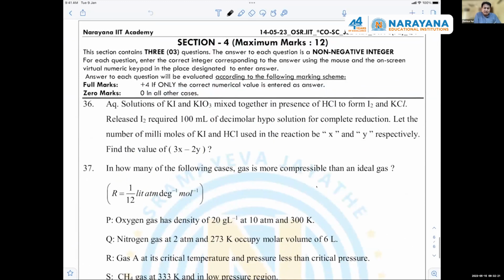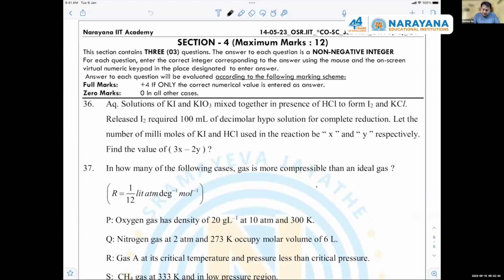Question number 36 is an interesting question, because they have asked: mixed together in presence of HCl to form I2. They have asked about KCl. Don't use the equivalent concept, just use the mole concept. That is the idea. And by the way, if there is a disproportionation or comproportionation reaction, my advice is always to use the mole concept. That is a better way of solving the problem. And this problem is just highlighting this fact.